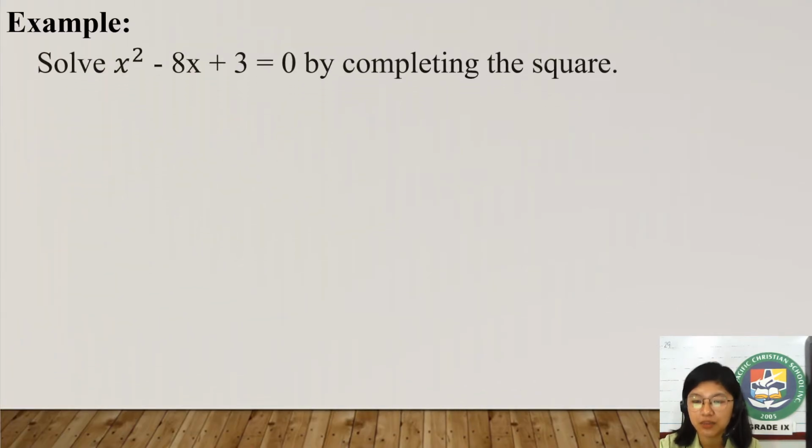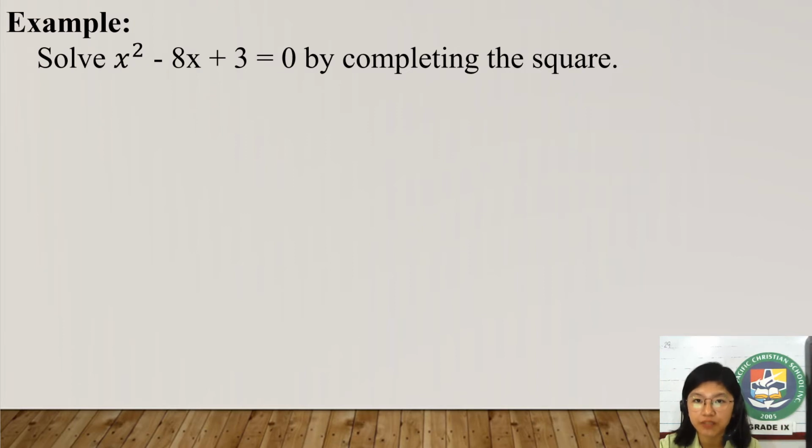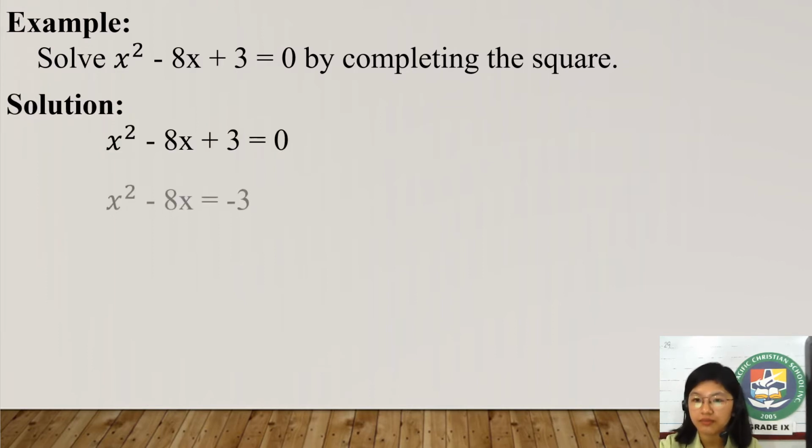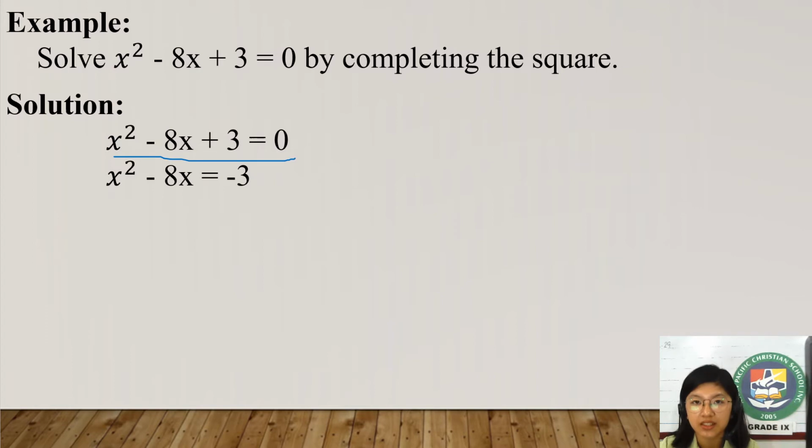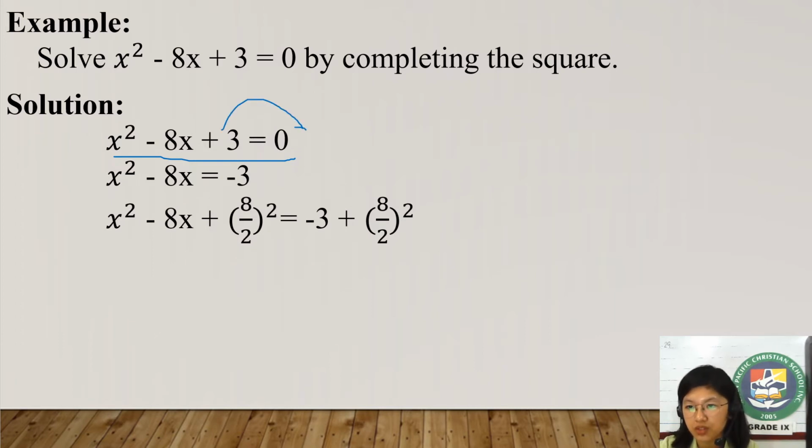So let's have example. Solve x squared minus 8x plus 3 equals 0 by completing the square. So here is the solution. And ayan. X squared minus 8x plus 3 equals 0 yung ating given. Then, ayan. So, ang ginawa niyo first is to transpose positive 3. Kaya siya naging negative 3.